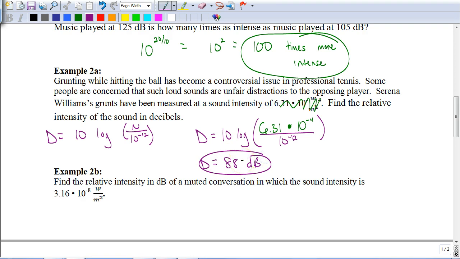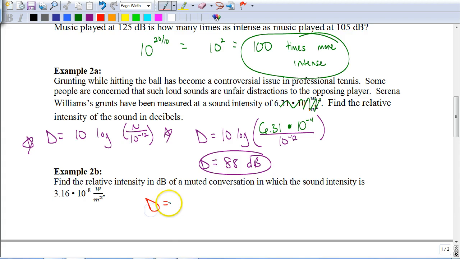Okay, why don't you work on this next one on your own. Find the relative intensity in decibels. In other words, we're going to use the same formula of a muted conversation, which has a sound intensity of 3.16 times 10 to the negative 8. So we're going to see what the decibels of this muted conversation would be. So go ahead, work this out again using that same formula. Pause the video and hit play when you're ready to check your answer.